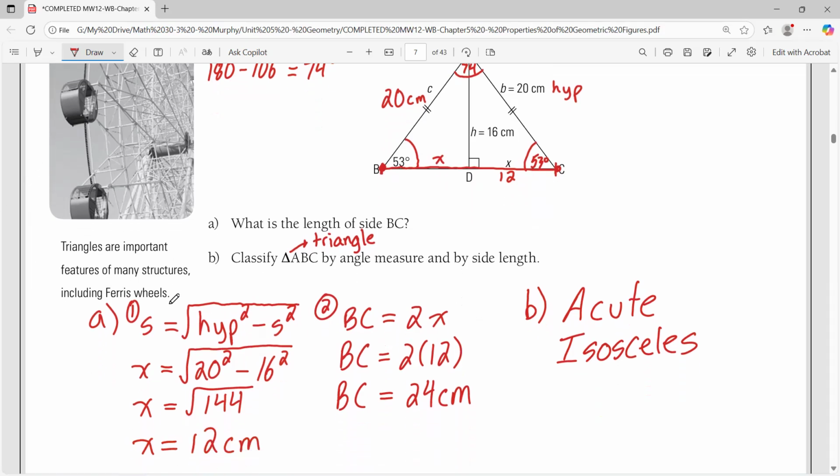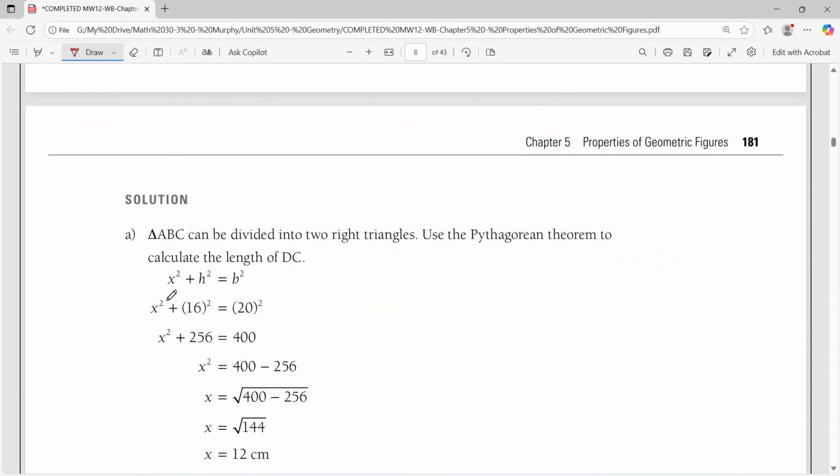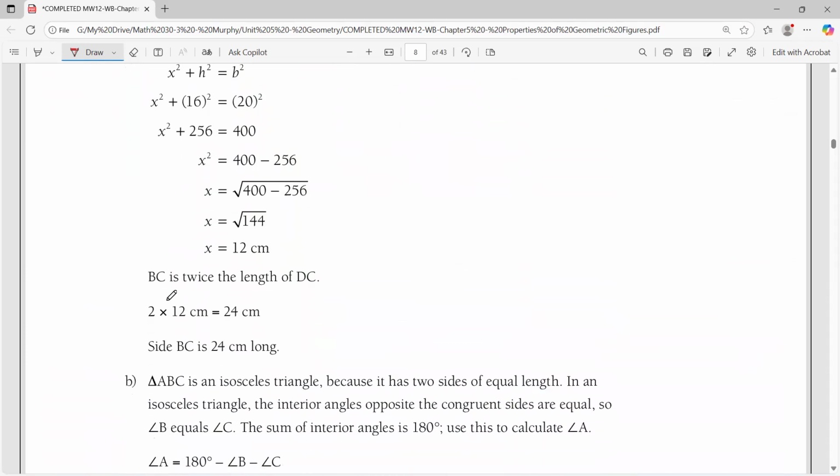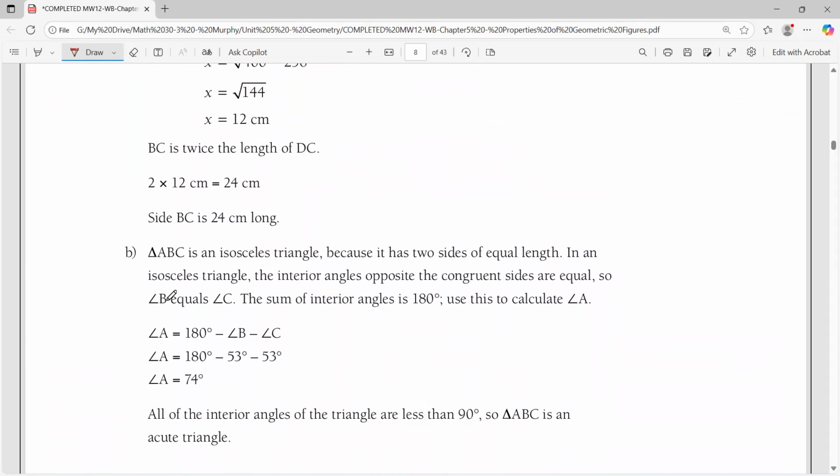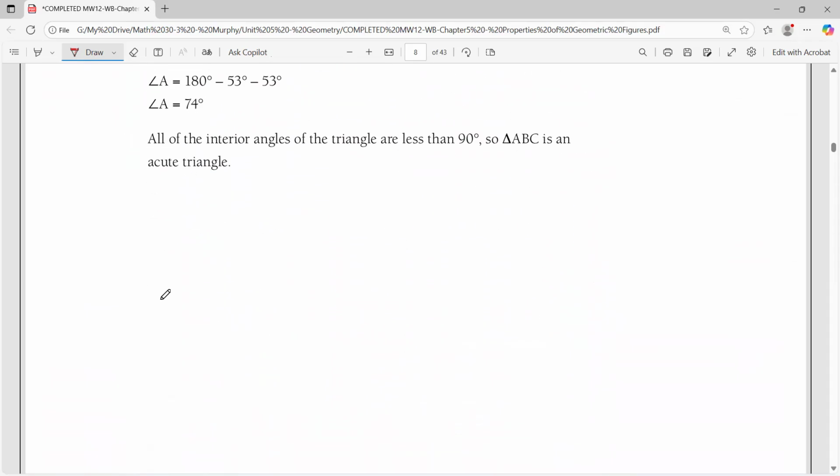Okay, and on the next page, you're going to see the exact same solution. However, I just chose to do it so we could see the triangle. And that is the end of geometry lesson 3, part 1.